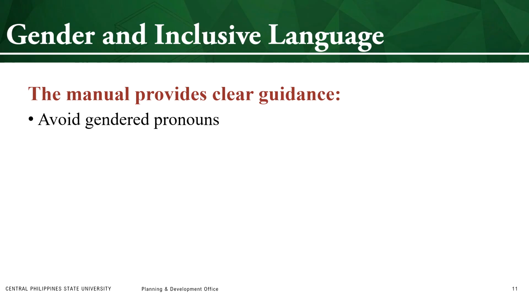Avoid gender pronouns when referring to generic roles. Instead of he or she, use they/them or restructure the sentence using plural forms. For example, instead of "each planner should submit his report," write "planners should submit their reports." Use gender-neutral job titles. Write chairperson instead of chairman. Write spokesperson instead of spokesman. These are small word choices that carry meaningful institutional values.